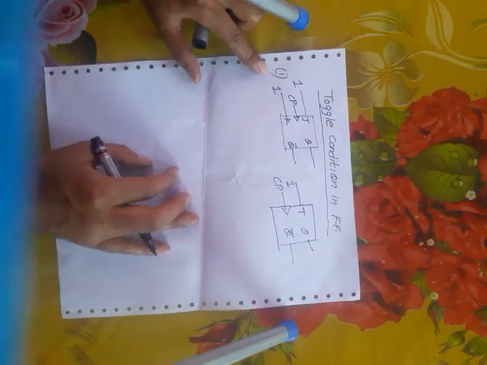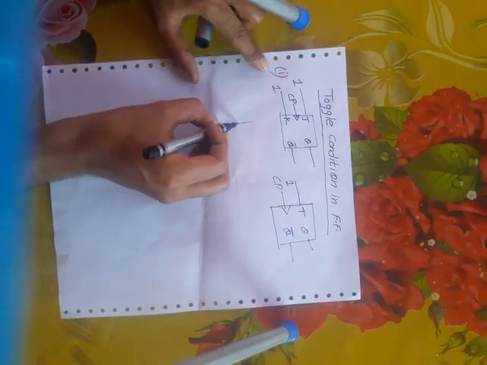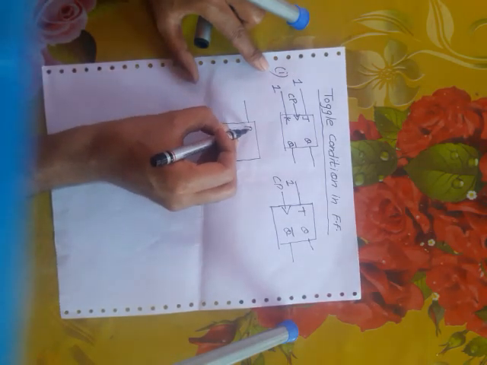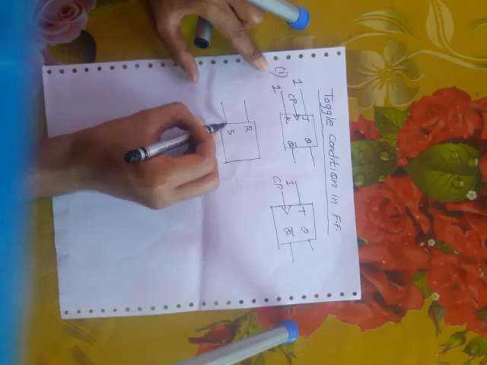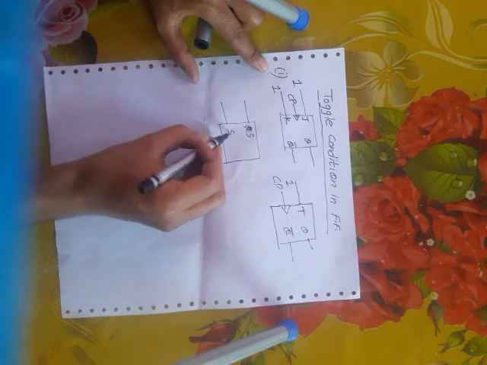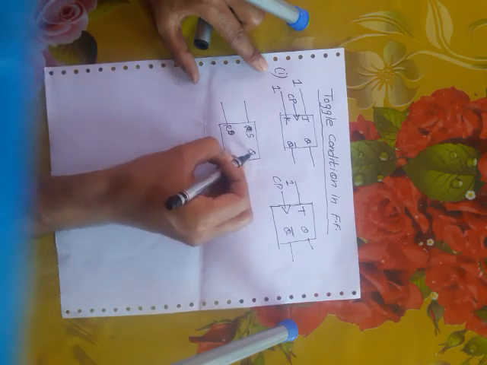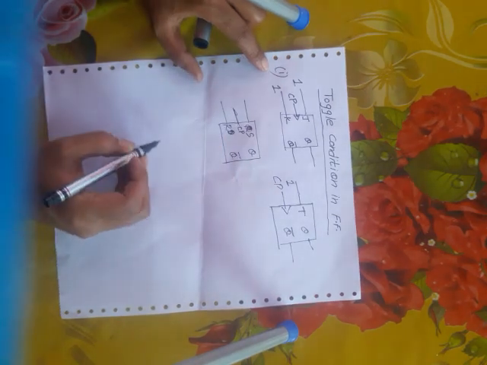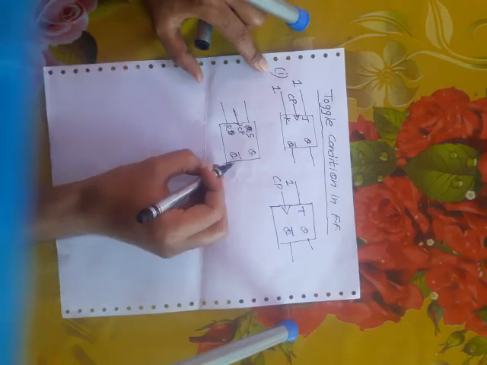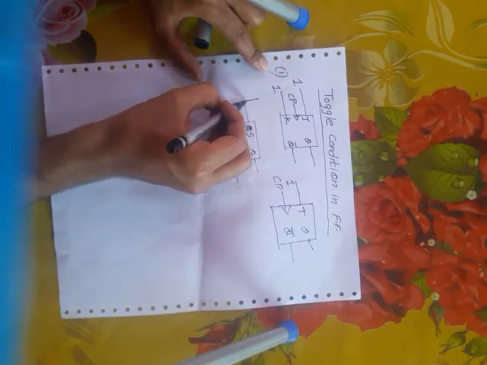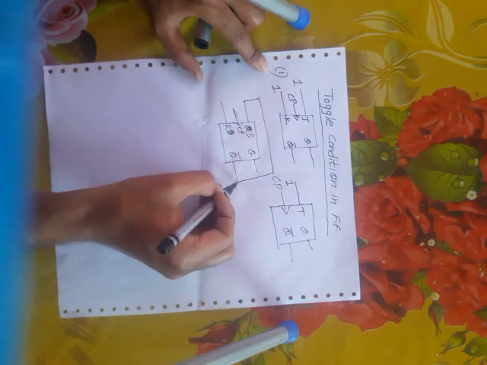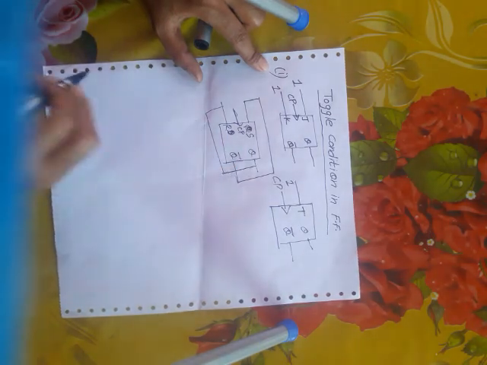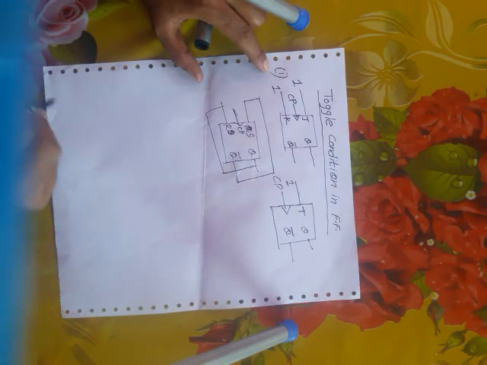Now we will see the RS flip-flop. This is your RS flip-flop, with R and S inputs, or you can say this is S and this is R. Q and Q bar, and this is your clock pulse. When S is connected to Q bar and R is connected to Q, you will also get the toggle condition.